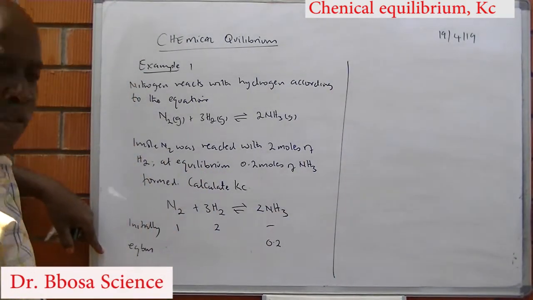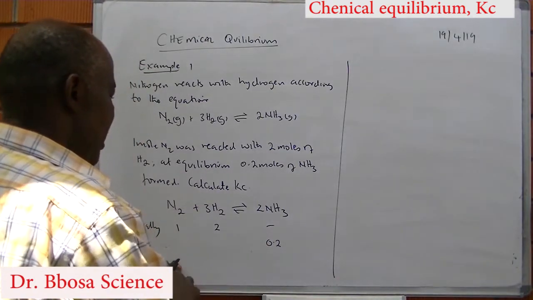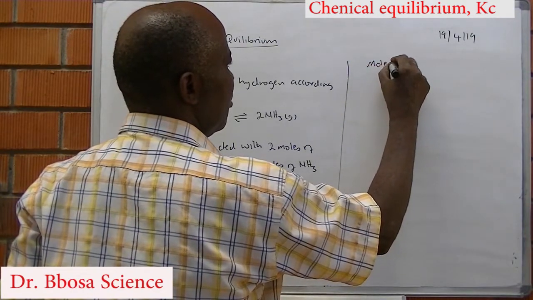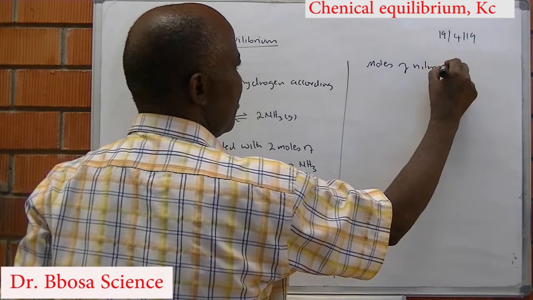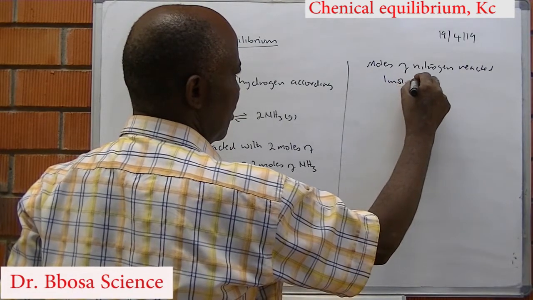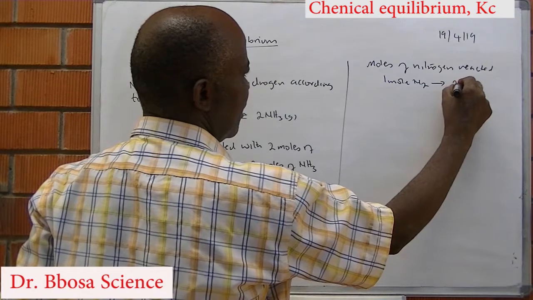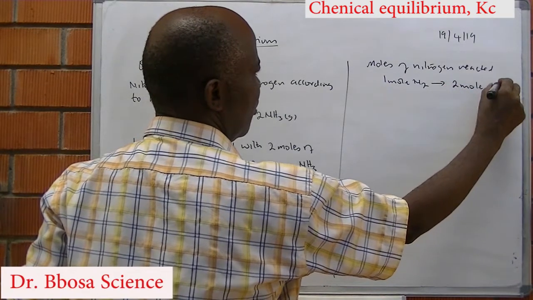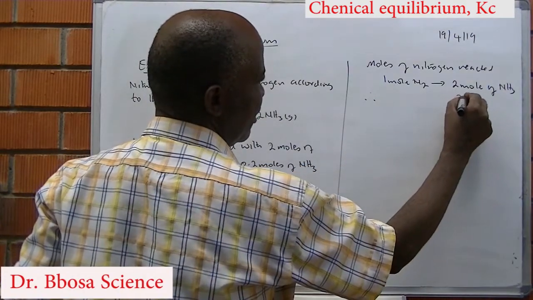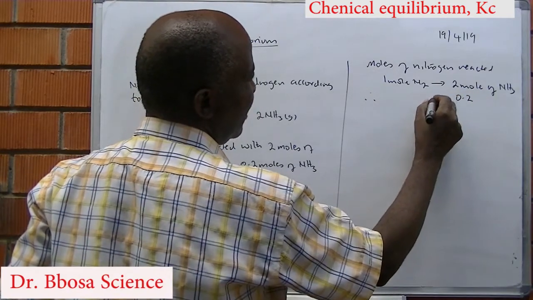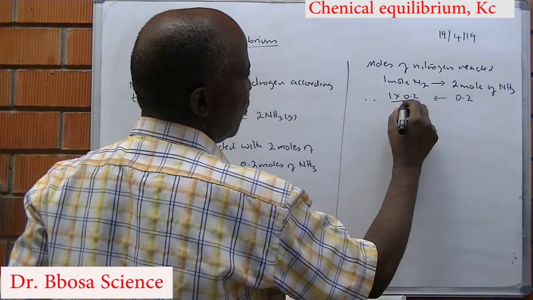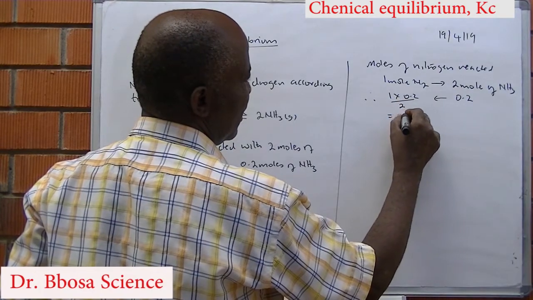So if 0.2 moles of ammonia form, how many moles of nitrogen reacted? We say that 1 mole of nitrogen forms 2 moles of ammonia, NH3. Therefore, 0.2 moles of ammonia will require 1 times 0.2 over 2, which is equal to 0.1.